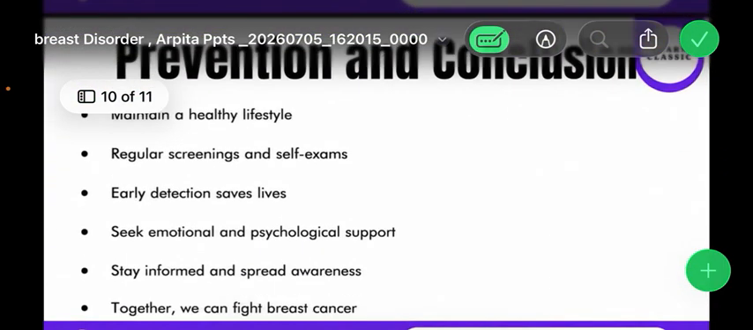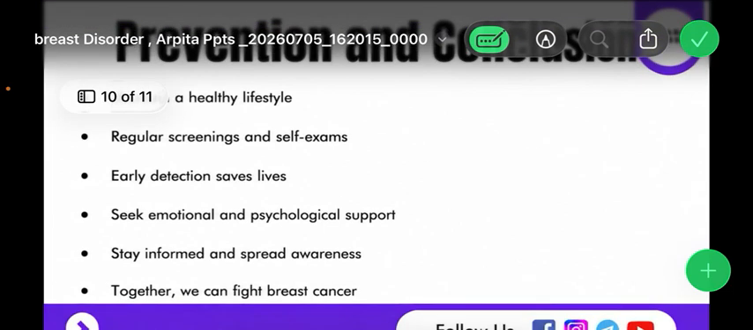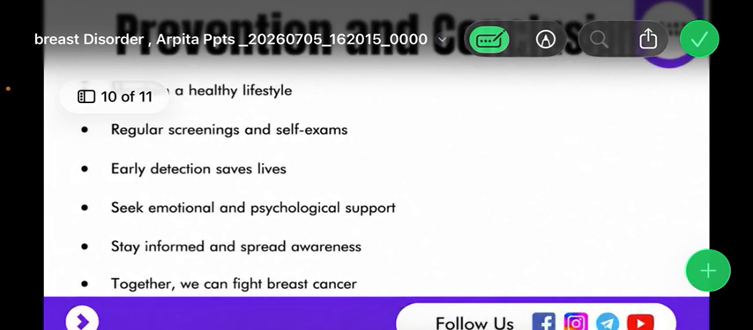Coming to prevention and conclusion, it helps in maintaining a healthy lifestyle, regular screening and self-exams. Early detection saves lives. Seek emotional and psychological support, stay informed and spread awareness. Together we can fight breast cancer. These are some important parts on how to prevent.